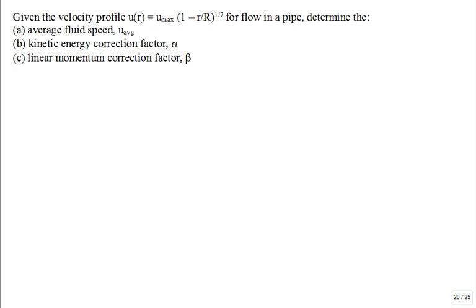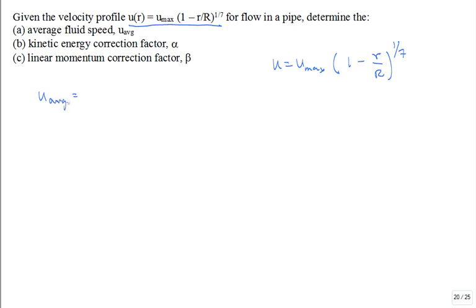So they say, here is my analytic expression for the velocity profile for flow in a pipe. So that's U is equal to U max times (1 minus r over cap R) to the 1/7 power. Determine the average fluid speed, U average. Well, what is U average?